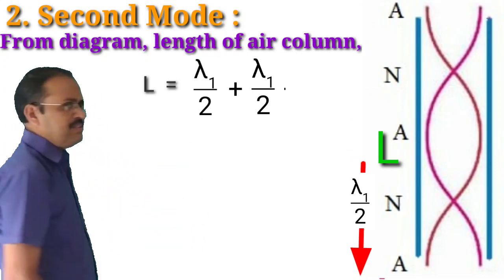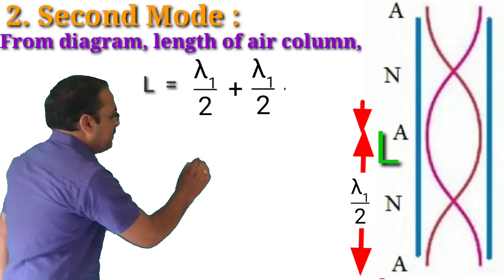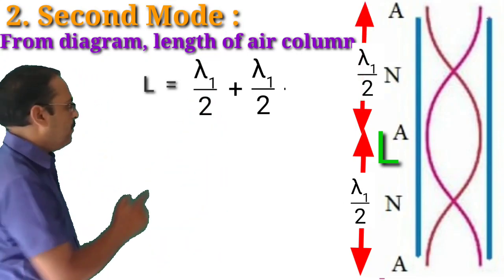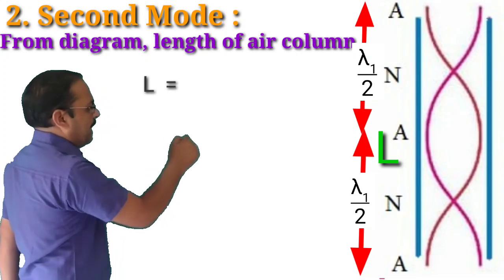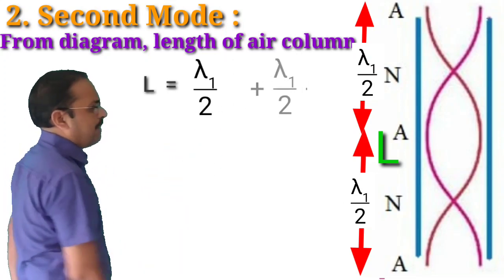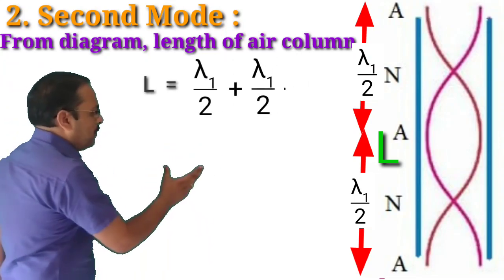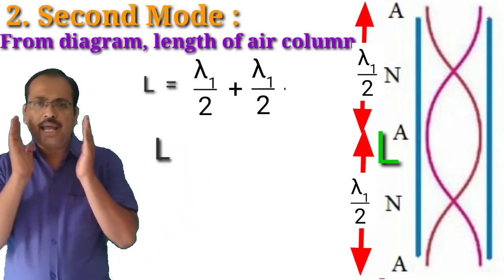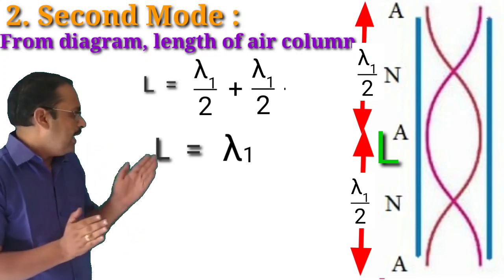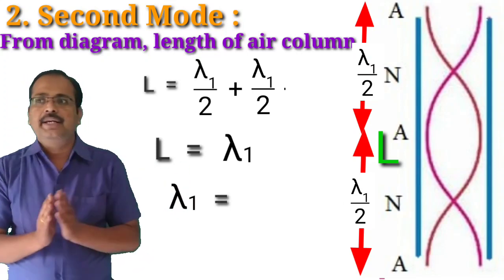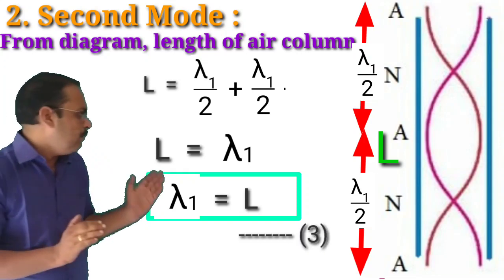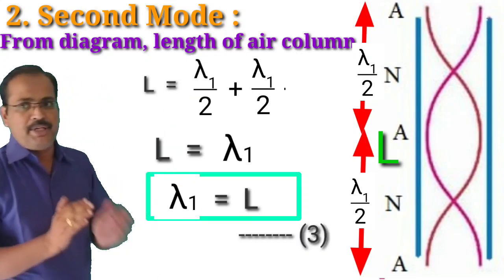Antinode to antinode distance is lambda 1 by 2. The second antinode to the third antinode is also lambda 1 by 2. Therefore, capital L is equal to lambda 1 by 2 plus lambda 1 by 2. Adding these, capital L is equal to lambda 1, or lambda 1 is equal to capital L. This is equation number 3, the wavelength in this mode of vibration.